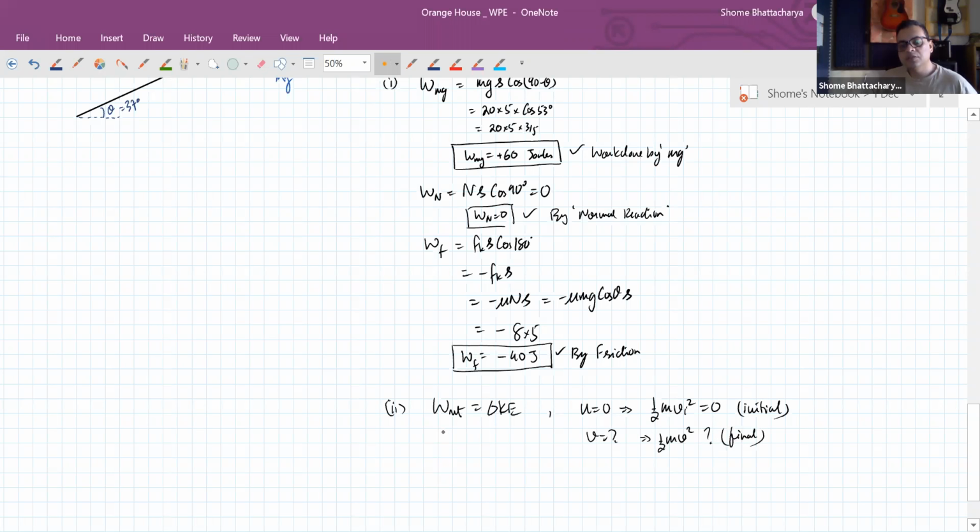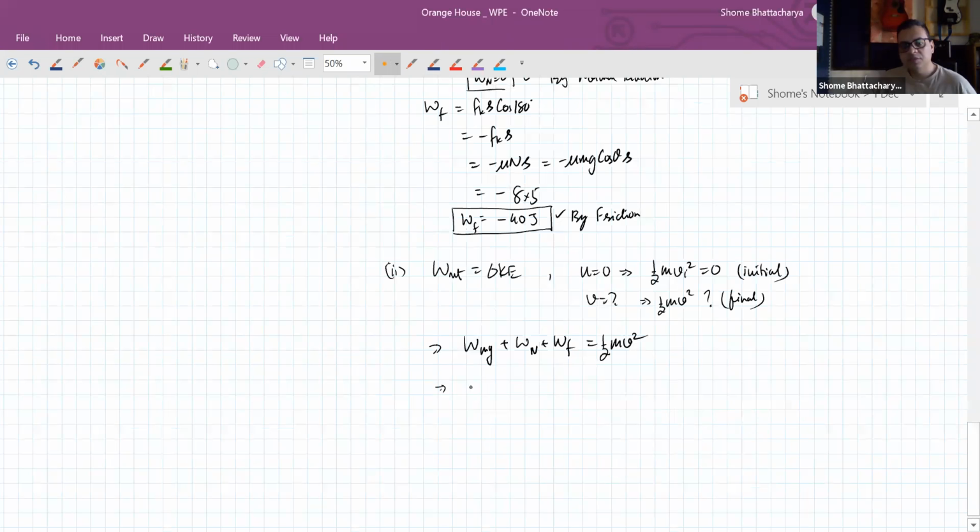So the net work done should be the work done by the weight, the work done by the normal reaction, plus the work done by friction. This should be equal to half mv square. Okay. So this is what our statement is becoming here. Yeah, square root of 20 is the correct answer.